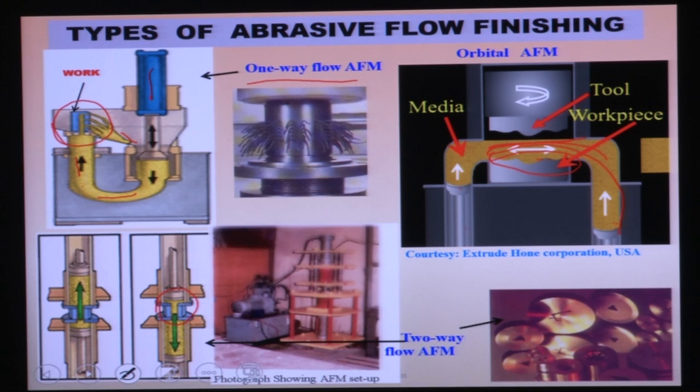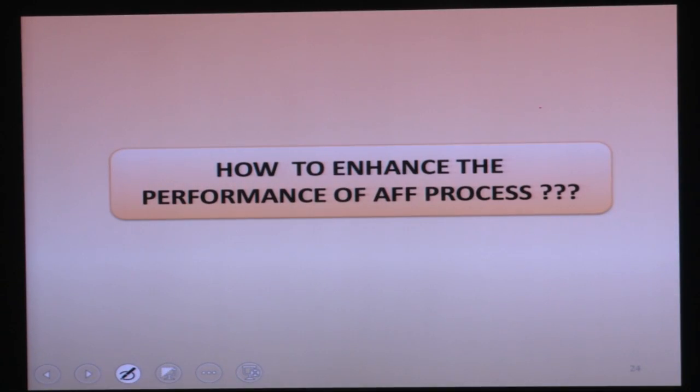And here at the top surface, one tool is rotated. This tool surface is similar to the shape of the workpiece surface, so that uniform pressure can be generated on the media. Okay. So how to enhance the performance of this abrasive flow finishing process?